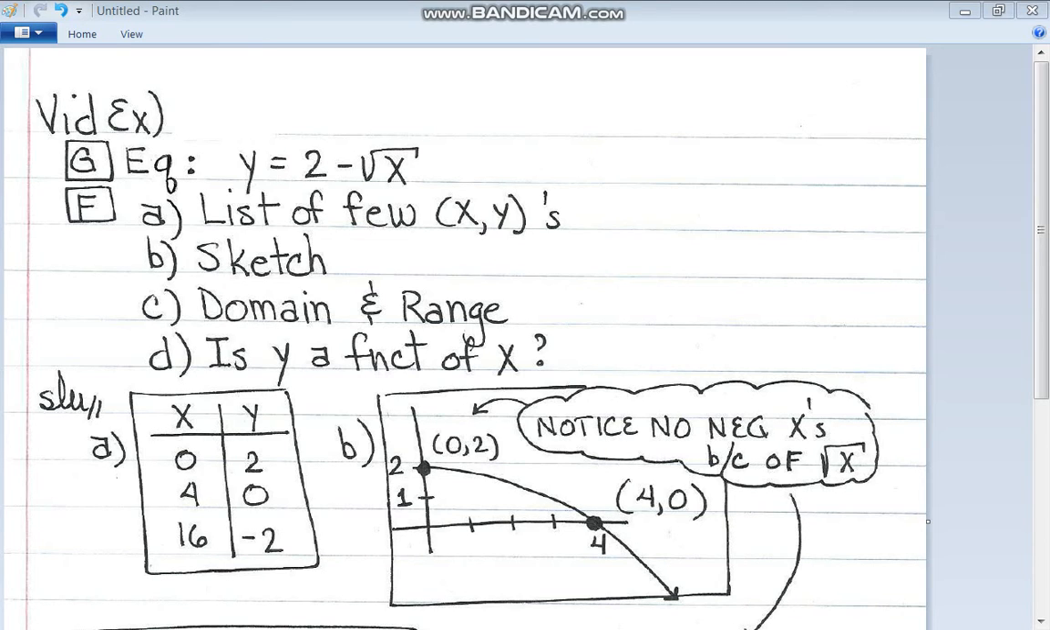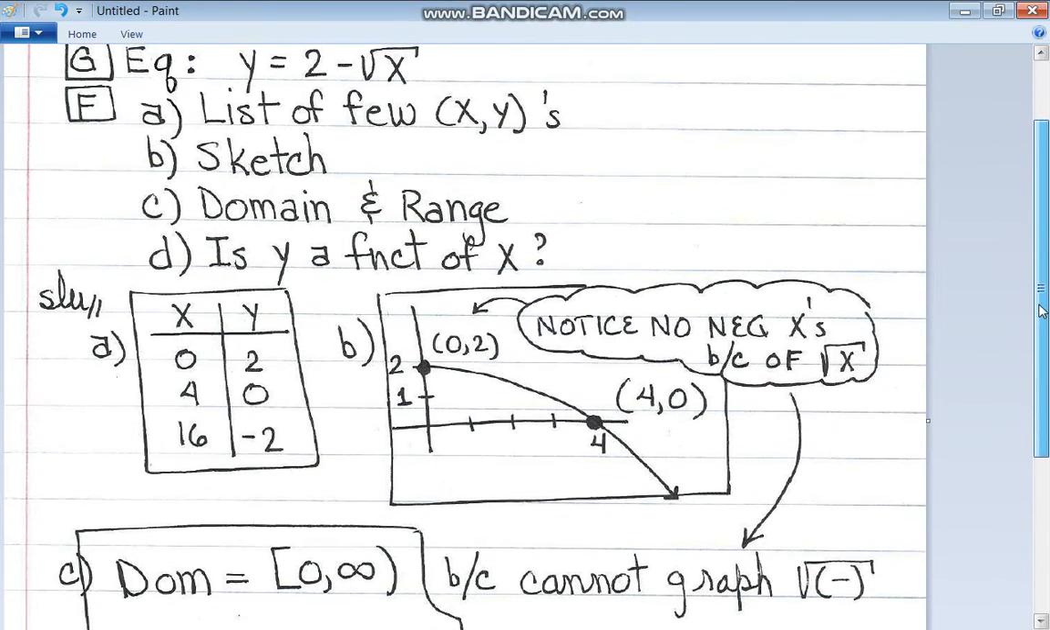Given the equation y equals 2 minus the square root of x, find A, a list of a few of the ordered pairs x, y; B, a sketch of the equation; C, the domain and the range; and D, answer this question: is y a function of x?